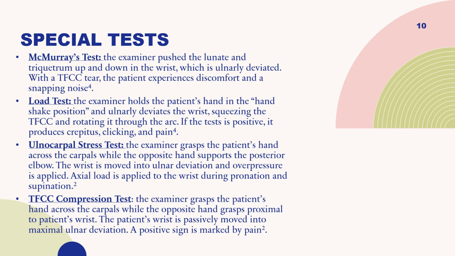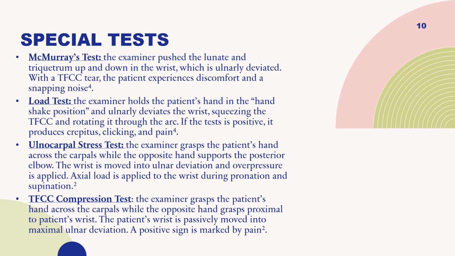The ulnar carpal stress test is where the examiner grasps the patient's hand across the carpals while the opposite hand supports the posterior elbow. The wrist is moved into ulnar deviation and overpressure is applied. Axial load is applied to the wrist during pronation and supination.